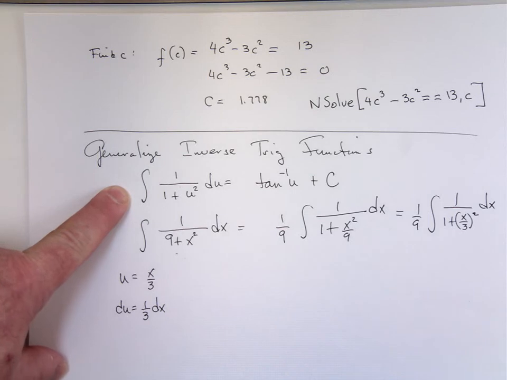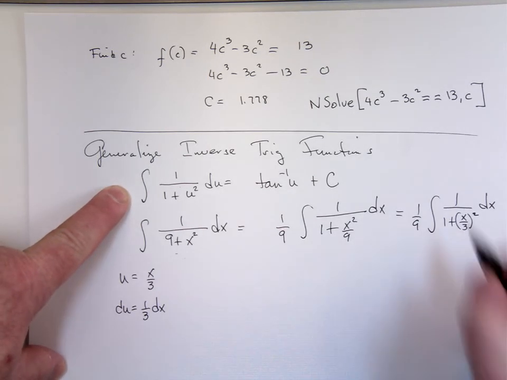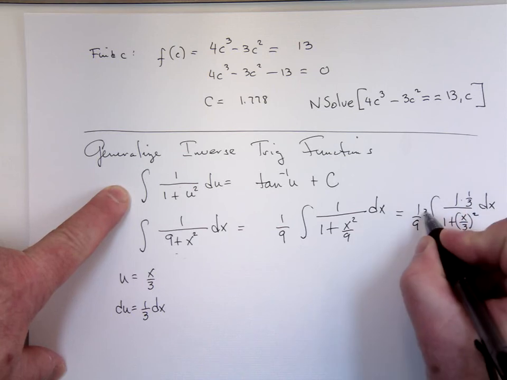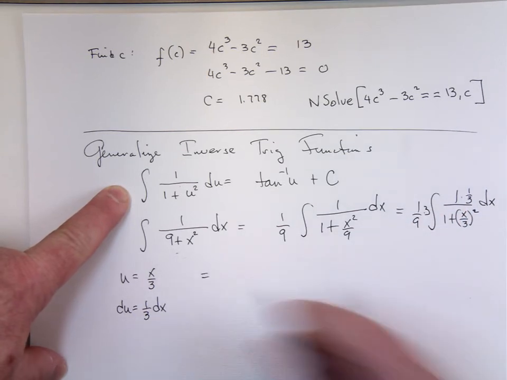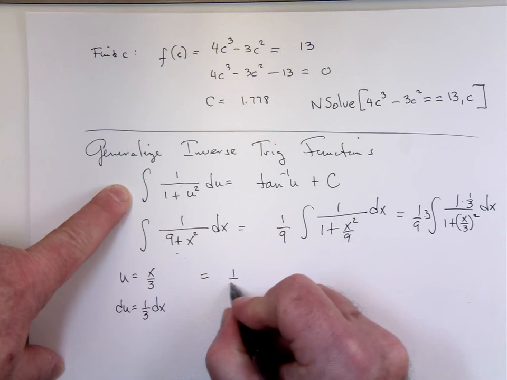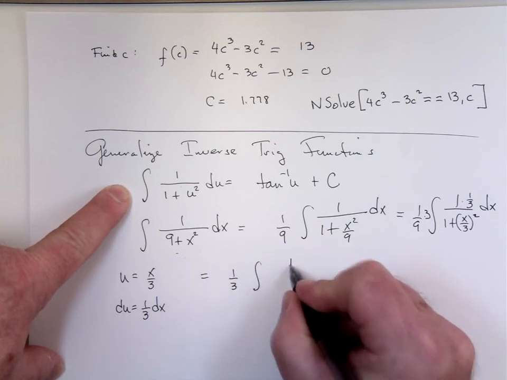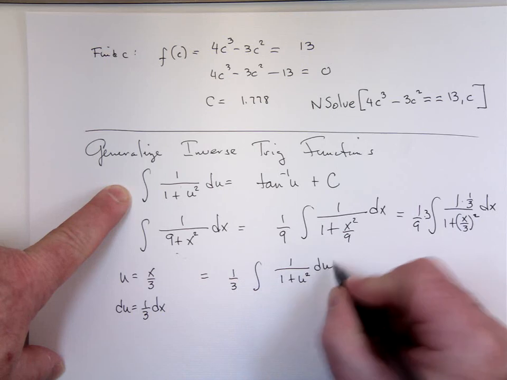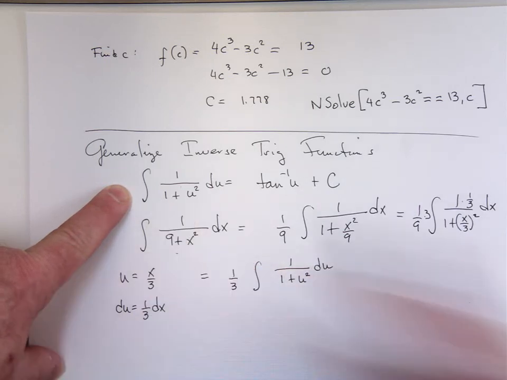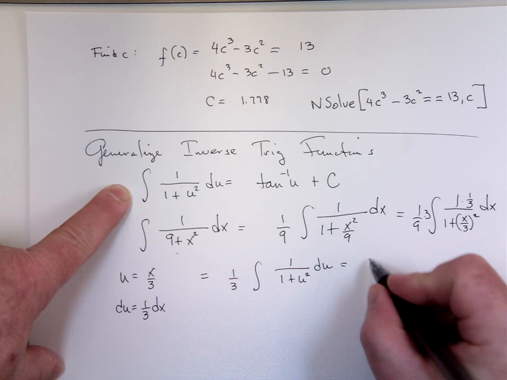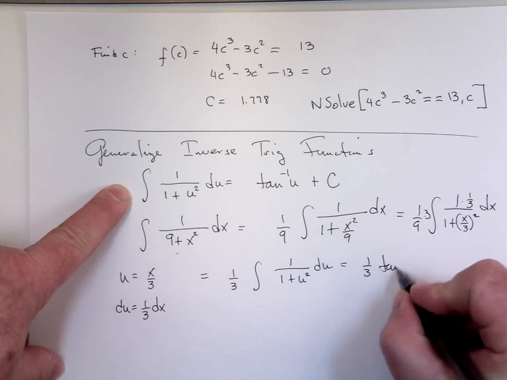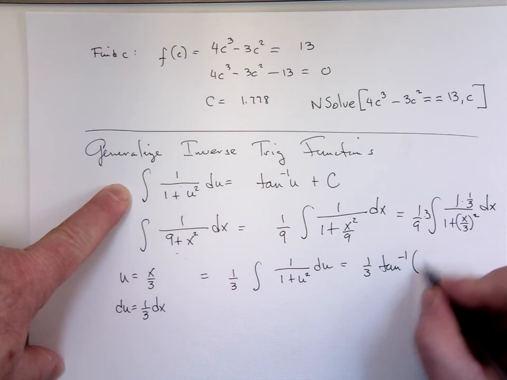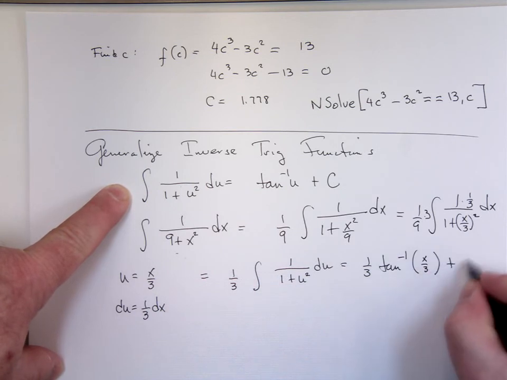And we can do that. That's not a big deal. I can multiply by 1/3 and multiply by 3. So we end up with 1/3, the integral of 1 over 1 plus u squared du. We have this form. That's equal to 1/3 inverse tangent u, x over 3, plus c. Okay?